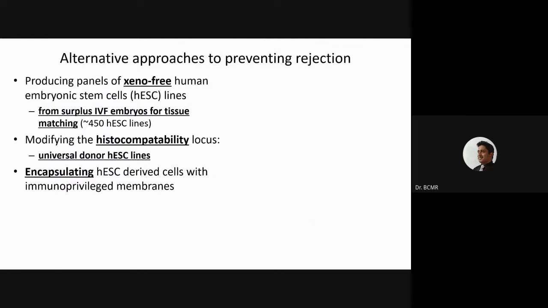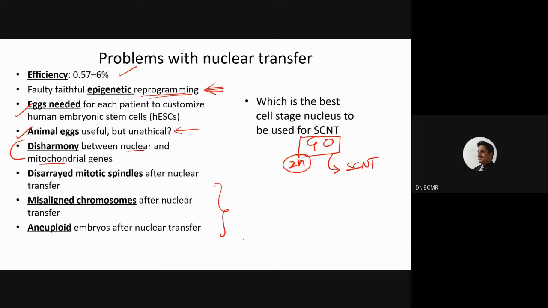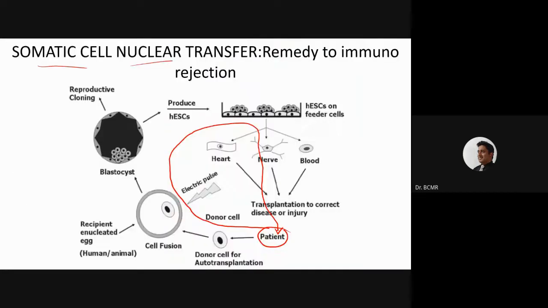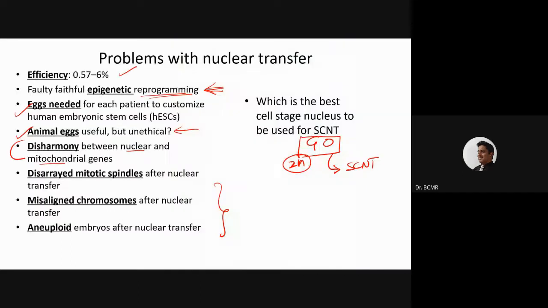So the alternate approaches to prevent rejection, apart from SCNT, because there are problems with it. We are damaging some embryos. We are in between making a whole animal, a human itself, like the reproductive cloning we have discussed. This is the other path. If the blastocyst is implanted into a surrogate mother, it can give rise to an organism that is the clone of this patient. That will lead to social and legal problems.